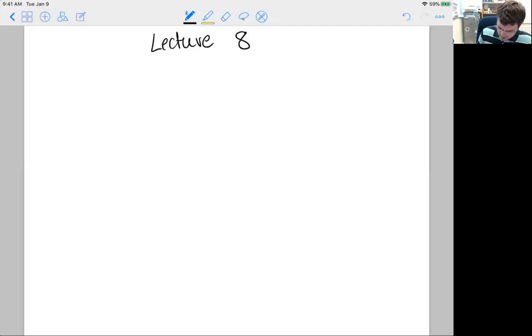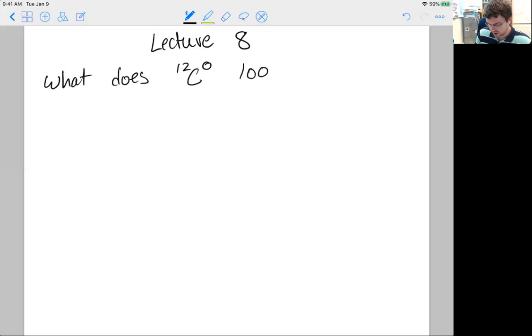So what I want to do is start by asking a question. What does carbon, atomic mass 12 with a zero charge, look like? It's a weird question, but it's an important question. We don't usually think about how atoms actually look.